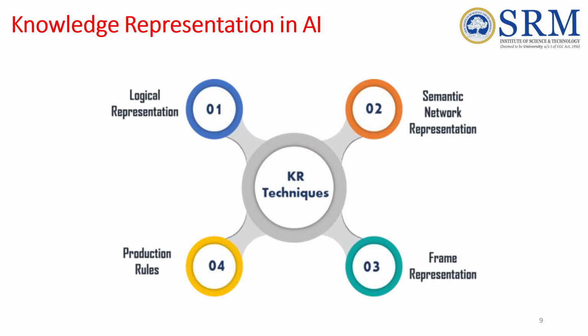Moving to the third one, frame representation. It is a data structure used to store knowledge about an object using attributes and values. Let me take an example frame: a student. The slots are name, age, course and grade. The values are Ravi, 20, studying BTech with a grade of A. The frame stores all the information about the student in one structure, like a table.